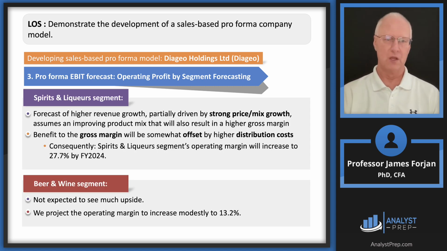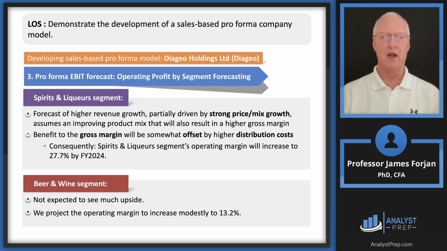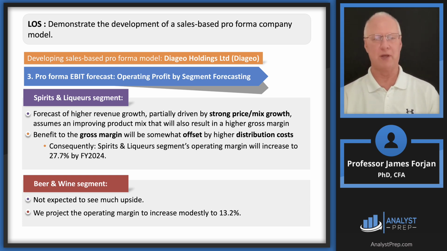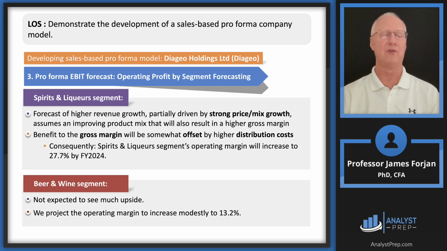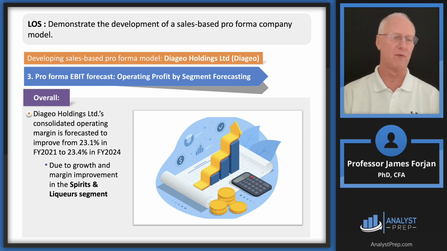All right, so why are we forecasting higher revenue growth, partially driven by that strong price mix growth? The benefit to the gross margin is going to be offset by those higher distribution costs. What did we see back there? 27.7%. Not expected to see much upside. Margins to increase modestly for the beer and wine segment. Overall, we're consolidating that operating margin, 23.1 to 23.4. That's fairly modest, I would say.